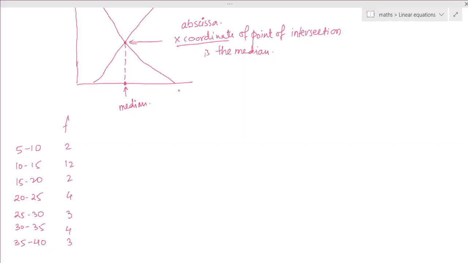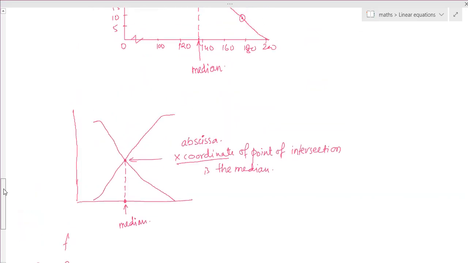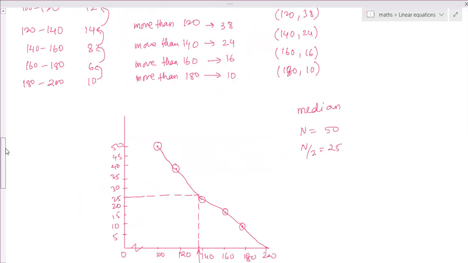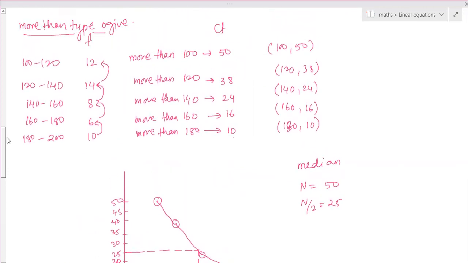Ma'am, can you scroll up? Still more. Ma'am, in the second case, the n is 10, no? No, n is total frequency. So n is the sum of frequencies. So what is the total sum of frequencies? 50, ma'am. 50. Okay.